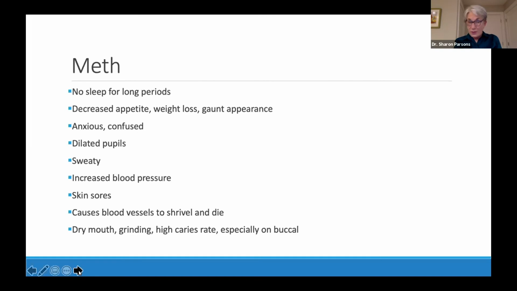Meth: no sleep for long periods, a decreased appetite. They're going to lose a lot of weight. They're going to look gaunt. They're often anxious, confused. Their pupils will be dilated. They might be sweaty. They're going to often have an increase in their blood pressure. So it's very important that you're taking blood pressures in your office. Skin sores, they will pick at their face a lot. And meth use over time can cause blood vessels to shrivel and die. They're going to have a dry mouth. They're going to be grinding a lot. They're going to have a high decay rate, meth mouth, a lot of decay on the buccal.